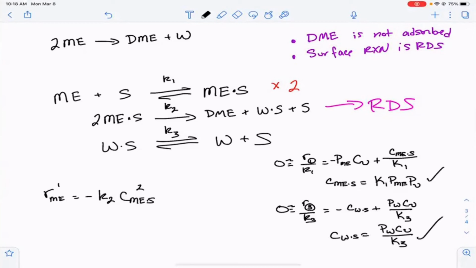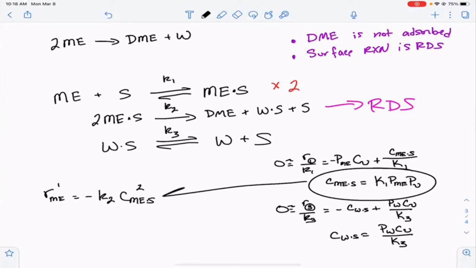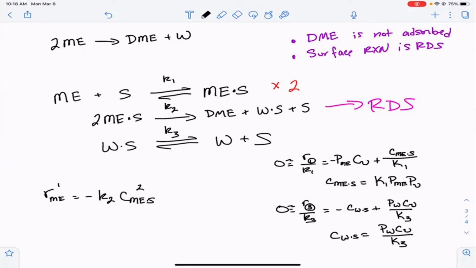So now we have expressions for the surface concentration of Me and W, the things that are adsorbed. Let's substitute into here. When we do that, RME prime equals minus K2 times K1 squared times PME squared times the concentration, sorry, CV squared. I made that mistake here. We've never called it PV before. I just got into this weird mode with considering the pressure of the reactant because it's a gas phase reaction. Sorry about that little mistake, but everything else here is fine.